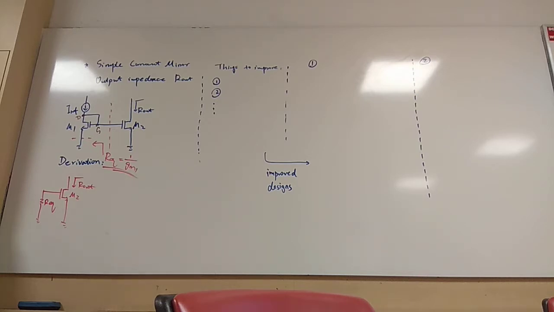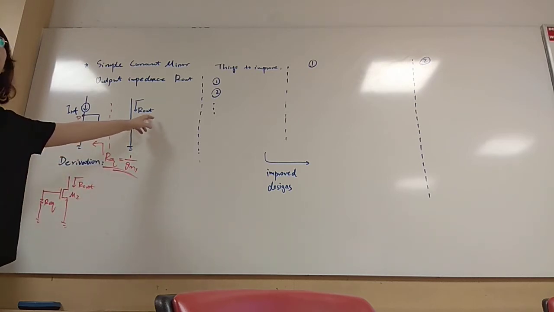Agree? Yes. Because I'm replacing whatever is on the left by its equivalent resistance, which is REQ, which is 1 over GM. And how is this REQ connecting to the right hand side? It is via this wire, right? This wire is connecting to the gate of my M2. So this is the simplified version of my original current mirror circuit.